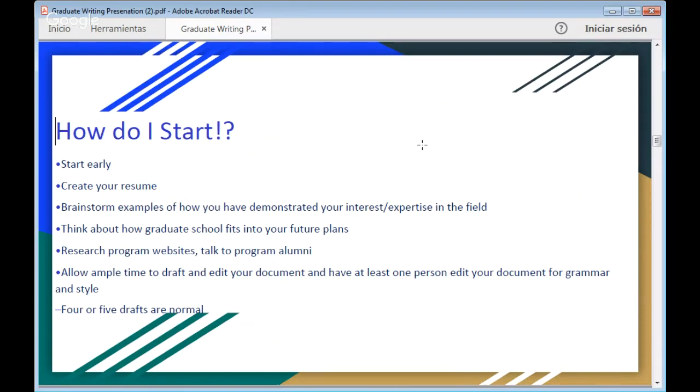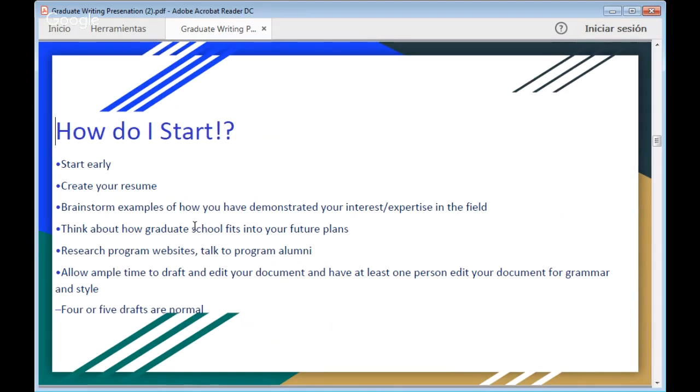The second would be create your resume. This is helpful just to have a list of all of the activities you've done and what you've studied, and from there you can reflect further on what experiences you've had, or maybe something that you want to explain deeper to the admissions counselor.